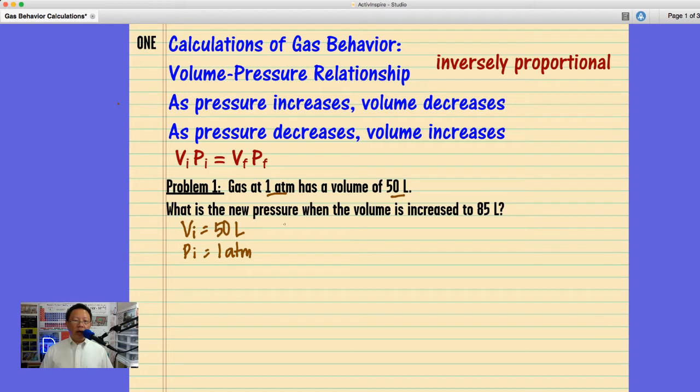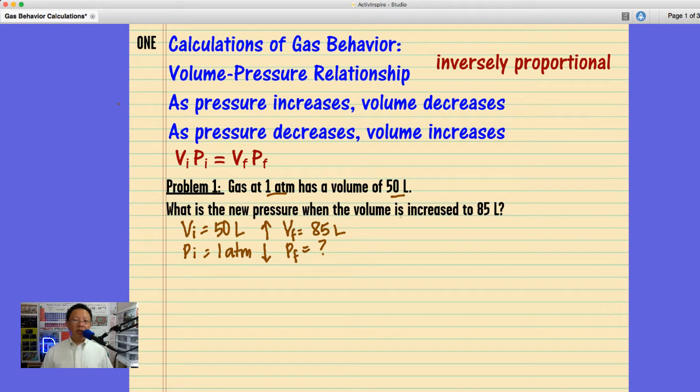Next, we are talking about a new volume, a final volume of 85 liters. And the question for this word problem is, what is the new pressure? What is the final pressure? Before we go with our calculation, we need to try to make a prediction. You'll notice that the volume increased from 50 to 85. And what do we know about this inversely proportional relationship? If the volume increased, we predict that the pressure will decrease. So let's take a look at that when we finish all the calculations.